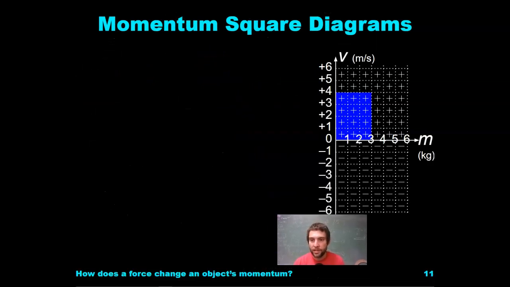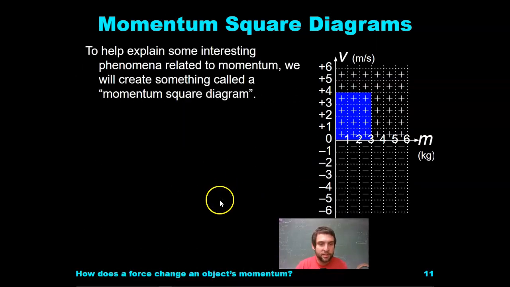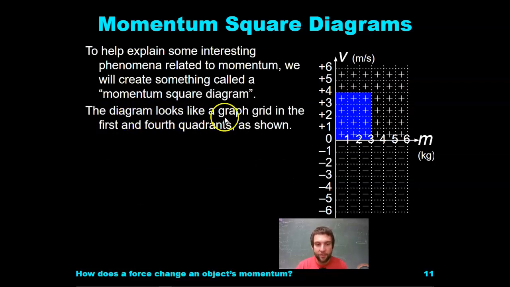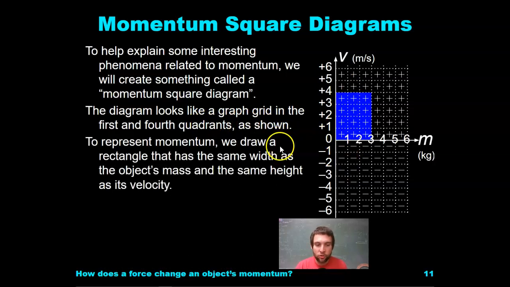Momentum square diagrams. To help explain some interesting phenomena related to momentum, we will create something called a momentum square diagram. The diagram looks like a graph grid in the first and fourth quadrants as shown. To represent momentum, we're going to draw a rectangle that has the same width as the object's mass and the same height as its velocity. So it kind of looks like a velocity versus mass graph, but it's not.